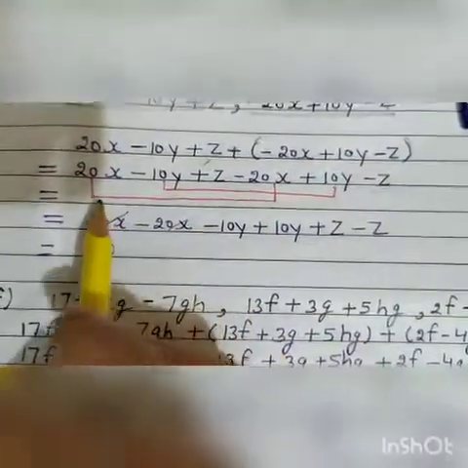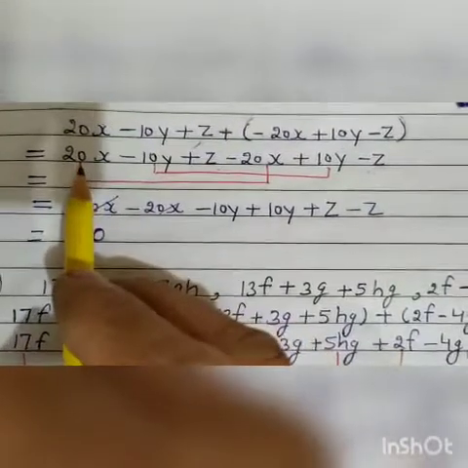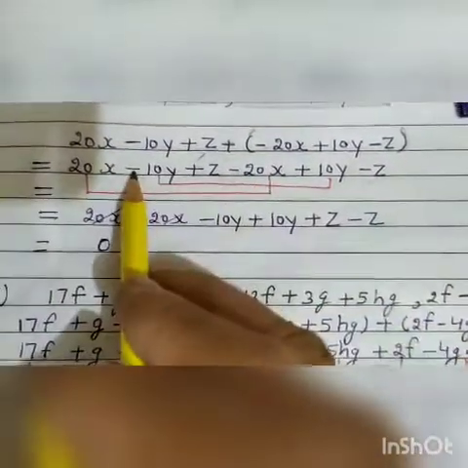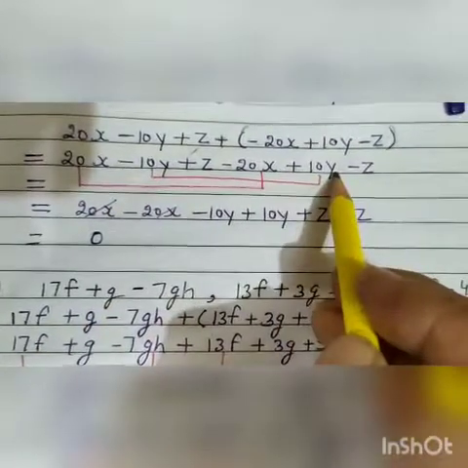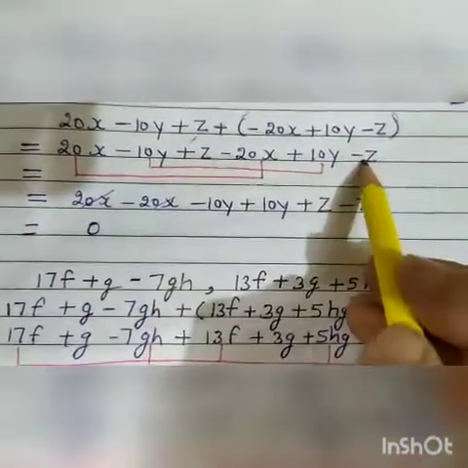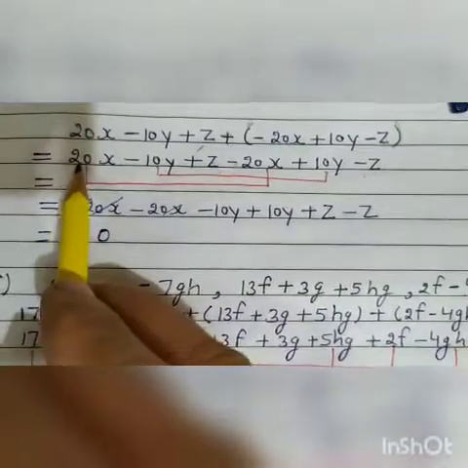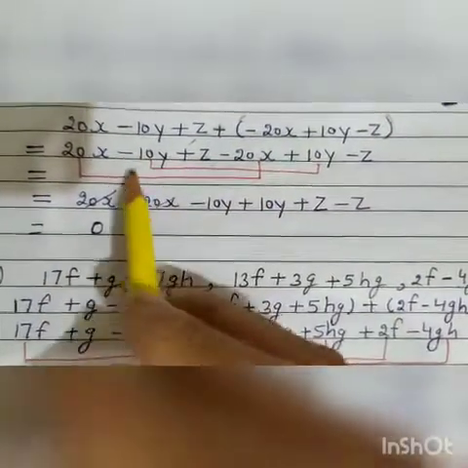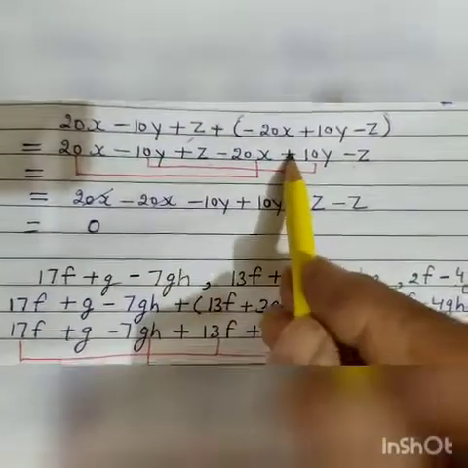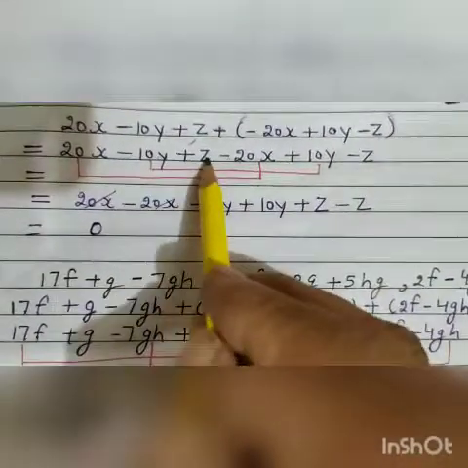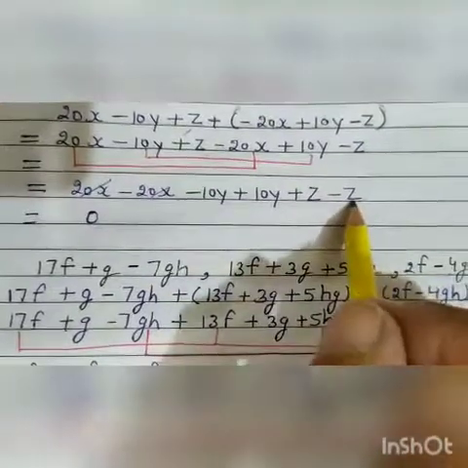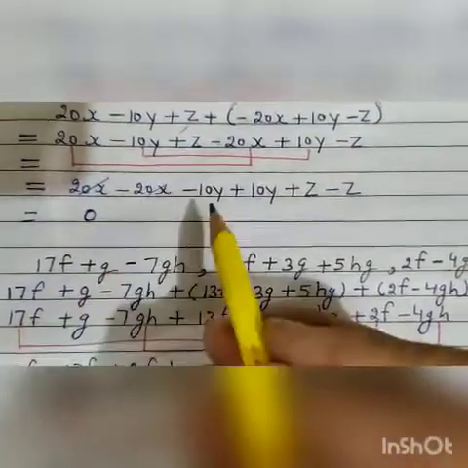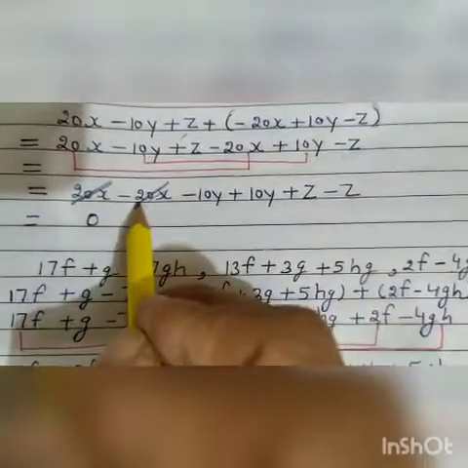Now make groups of like terms. So 20x with this minus 20x, minus 10y with plus 10y, plus z with minus z. So we will write like terms together. 20x minus 20x minus 10y plus 10y plus z minus z. Now if we solve this, 20x minus 20x is 0. So we will cancel it.